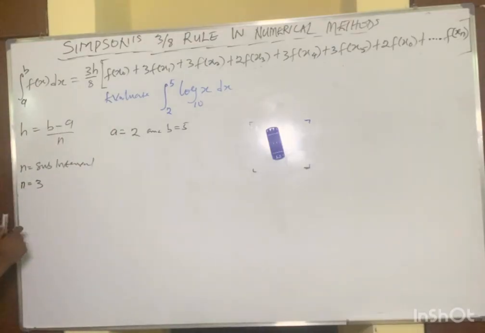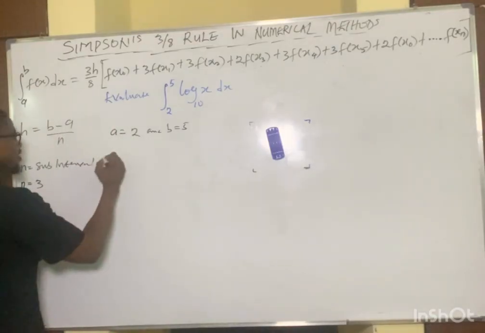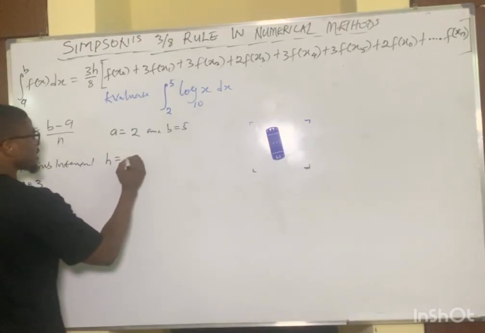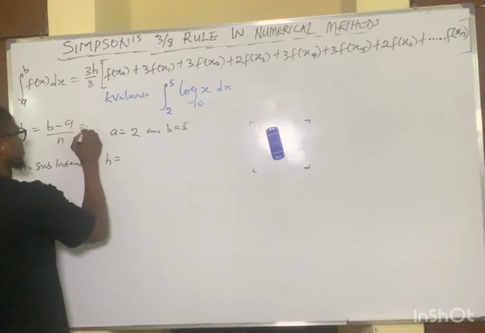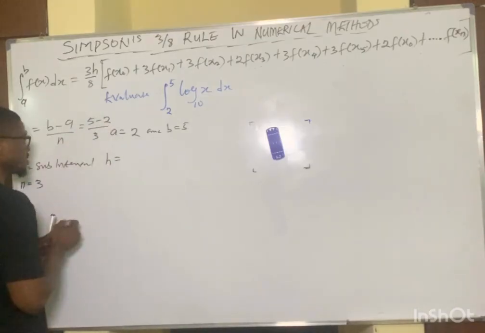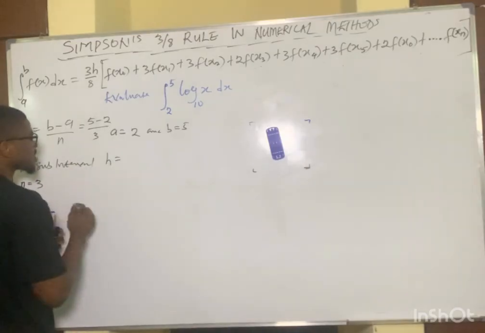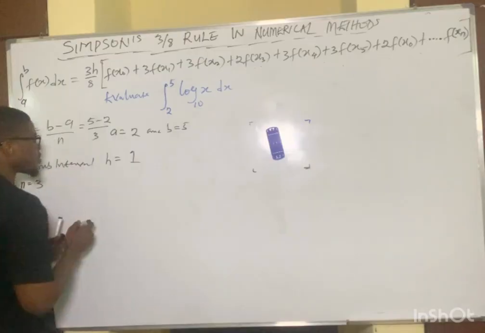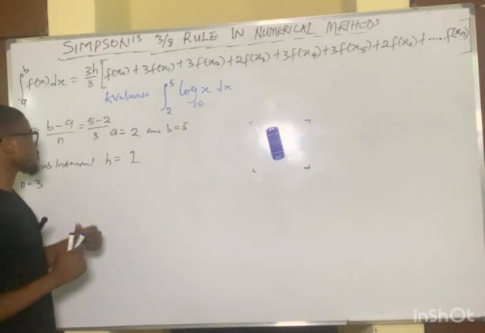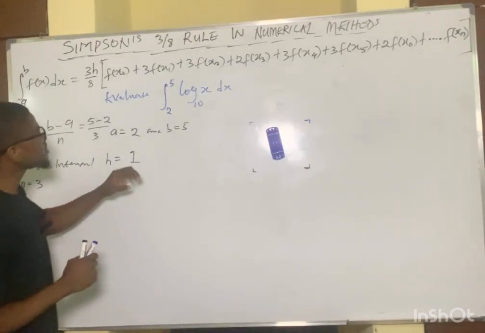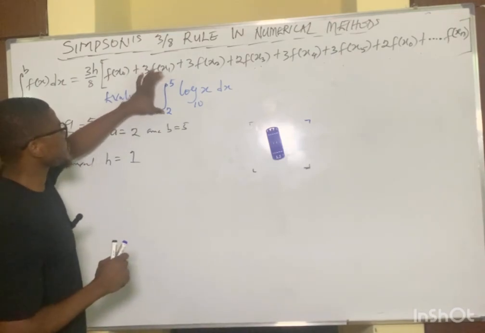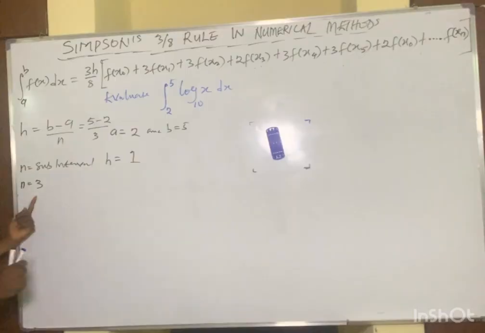With this, you can find your interval h. The h becomes b minus a, which is 5 minus 2, divided by n, which is 3. So 5 minus 2 is 3, and 3 divided by 3 gives us 1. So our interval is 1. What we need to do now is split this limit from 2 to 5 into 3 subintervals. That's why we choose n to be equal to 3.